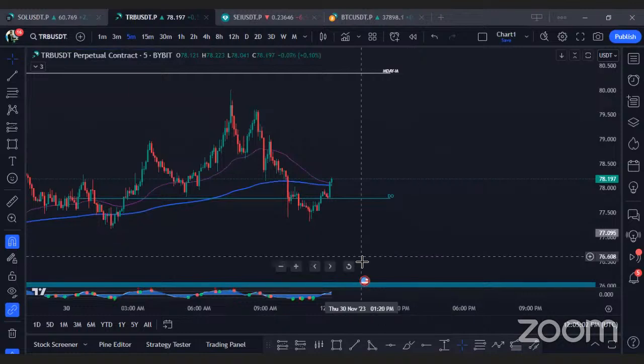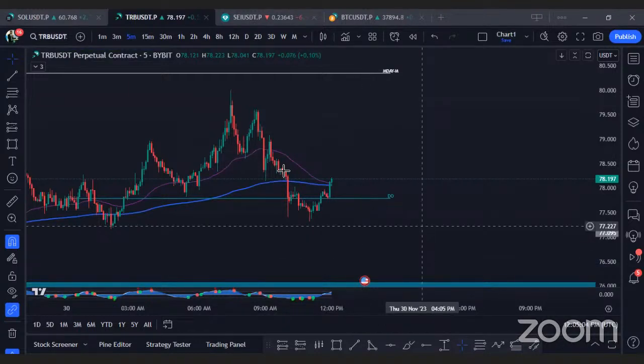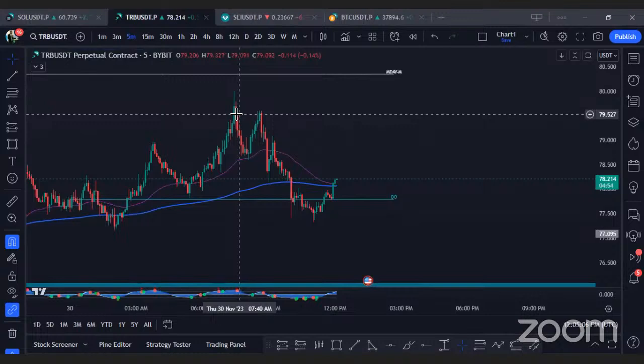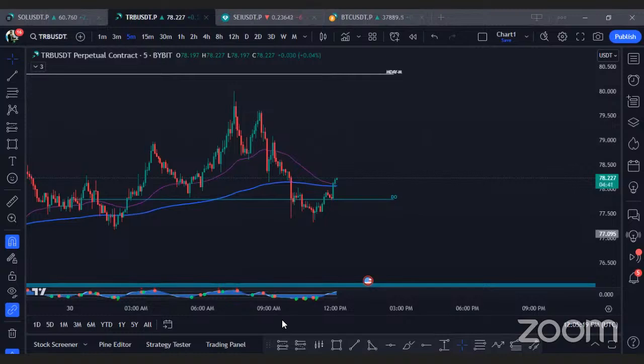TRB only needs to pay the bill. TRB needs to pay the bill. Can we get that 79.5? 79.5 is what I'm looking at. That's what I'm looking at, 79.5, so that we'll call it a day here.